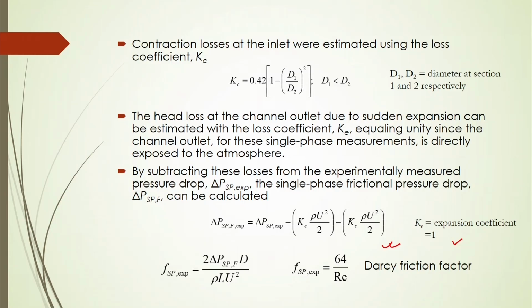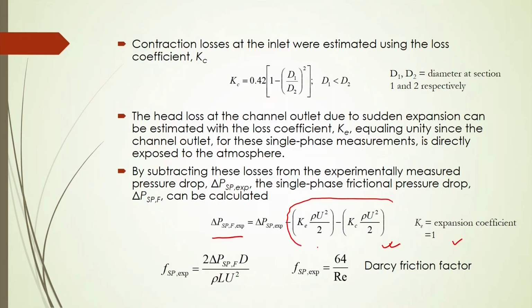Whereas, in this case you will see that the single phase frictional pressure drop, where F is for friction, will be the measured pressure drop minus the expansion and contraction losses. So, in this way you can calculate the total frictional pressure drop as per experimental data. After that, the friction factor for the single phase flow you can calculate by this equation as per the Fanning equation here.